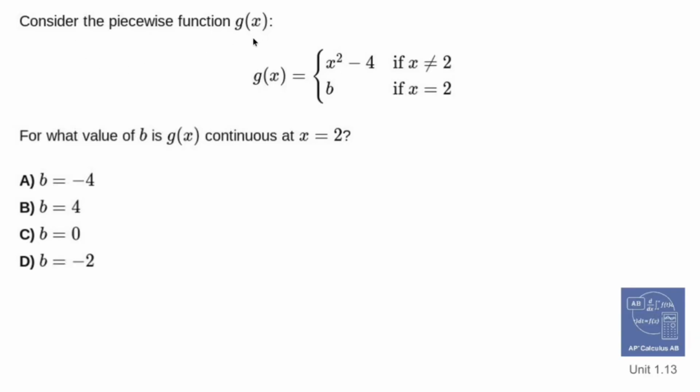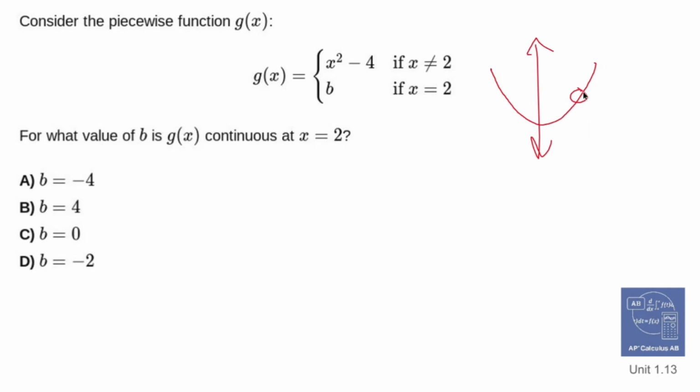Consider the piecewise function g of x, where g of x is x squared minus 4, so something that looks like this. But at 2, you don't count it. So there's a hole here at 2, whatever that 2 looks like. At 2, there's some point called b. For what value of b is g of x continuous at x equals 2?